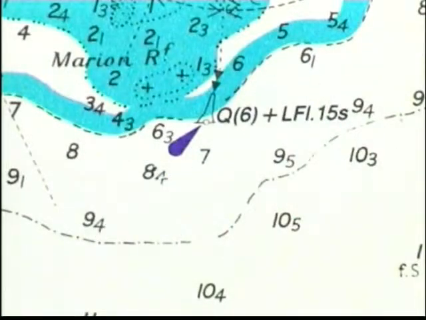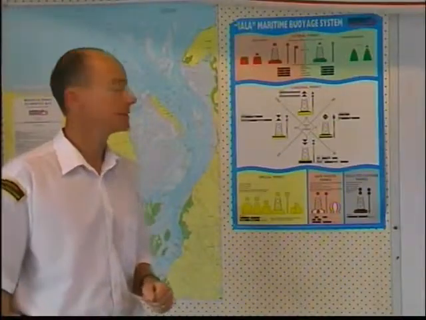And this one's an easy one. Two triangles pointing down on our Admiralty chart. That's a south cardinal mark. Pass to the south of it. And there we have it. That's the complete set of markers in our buoyage system.